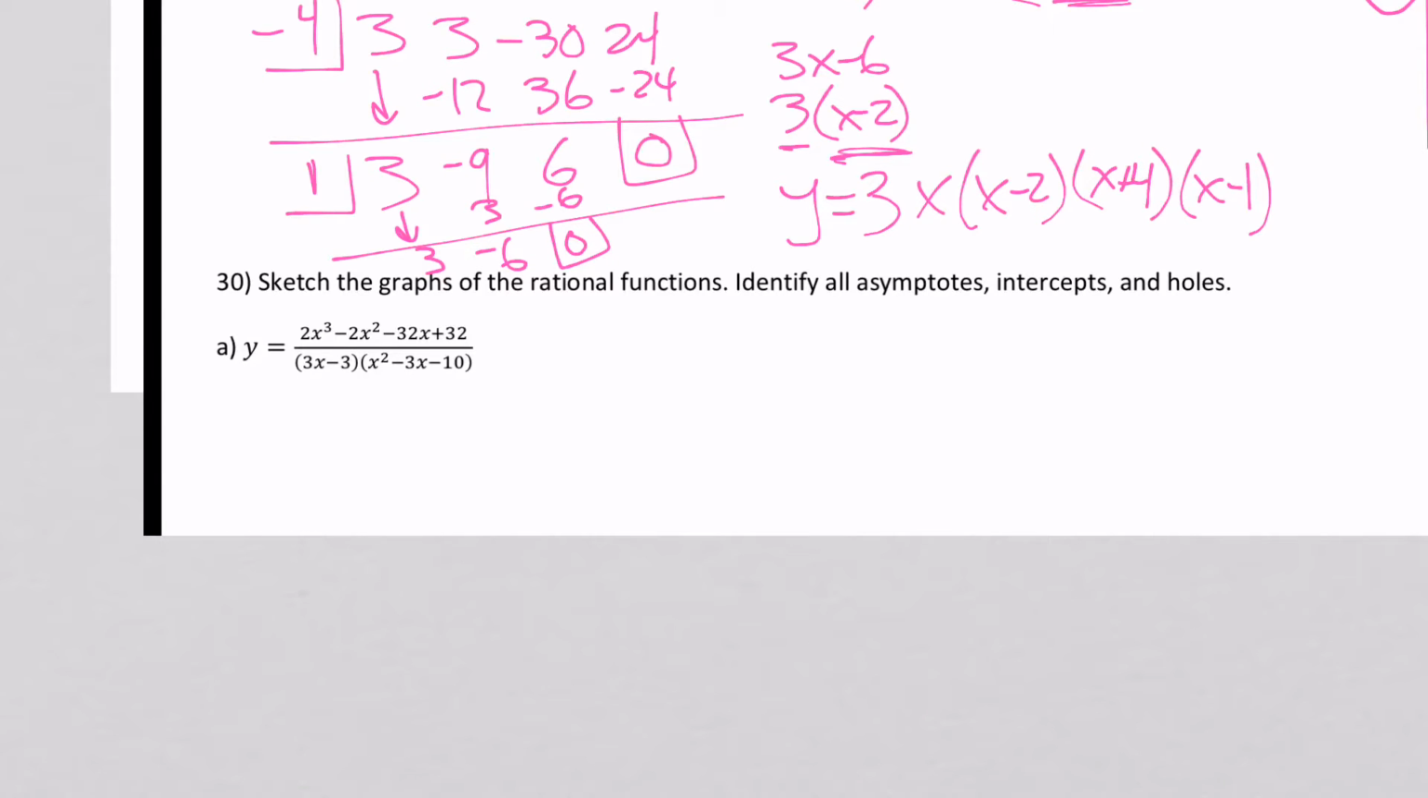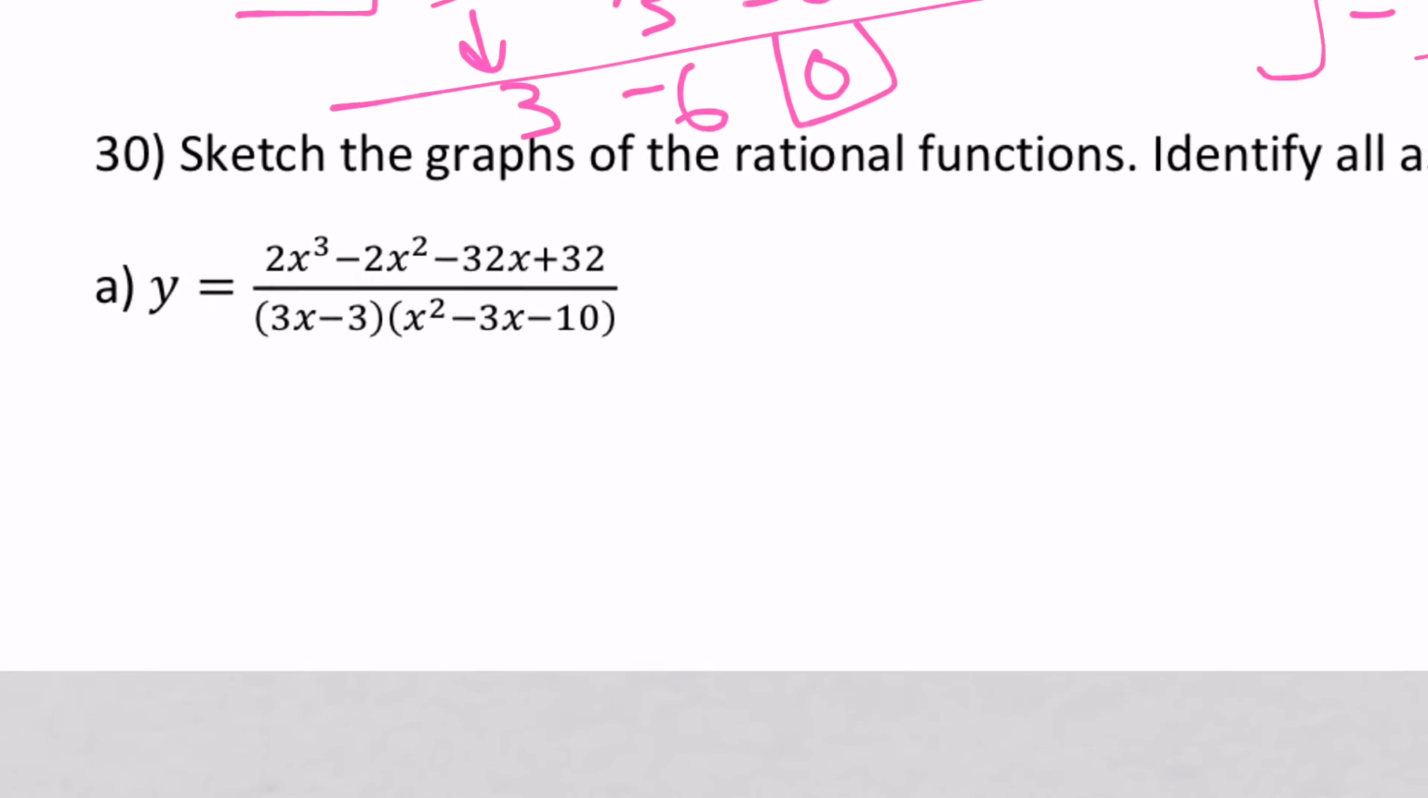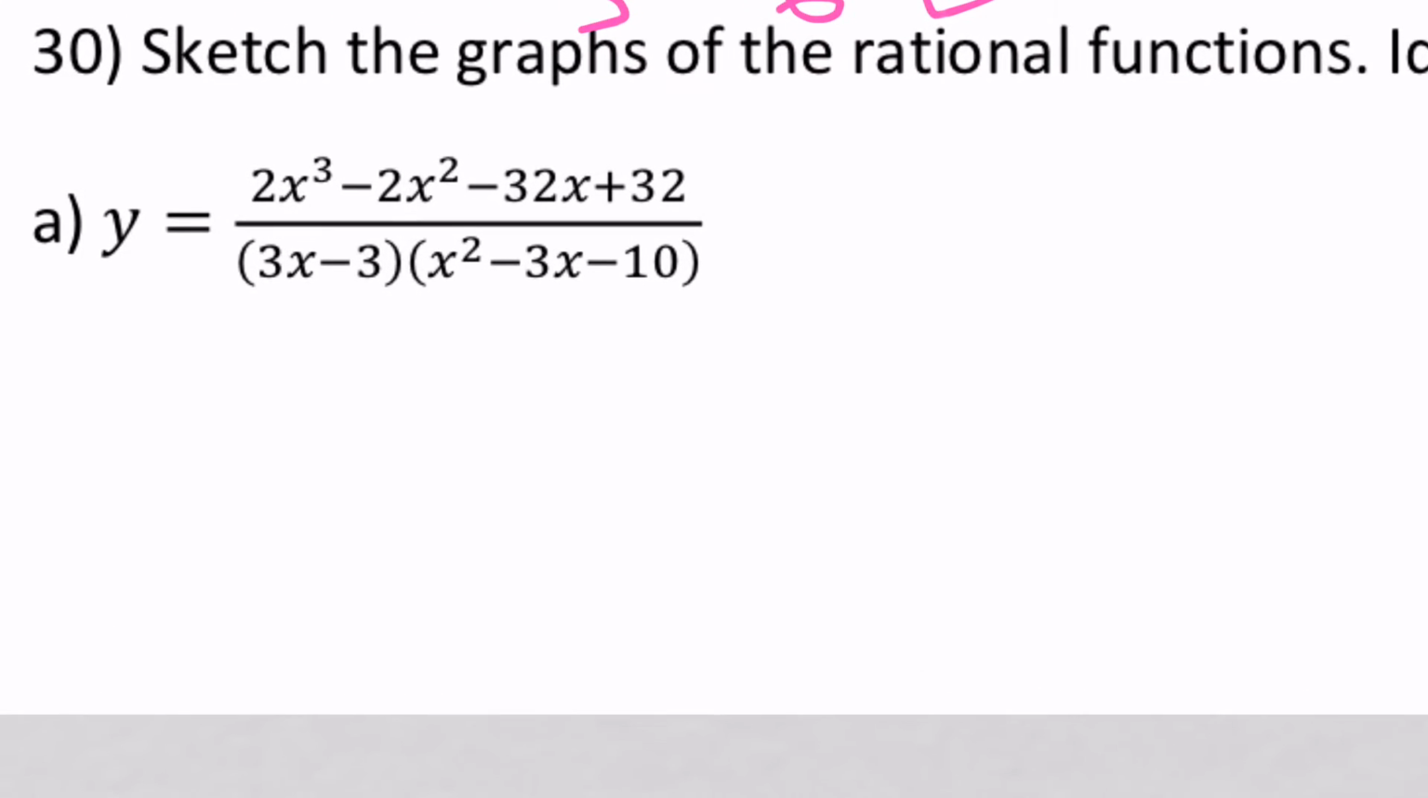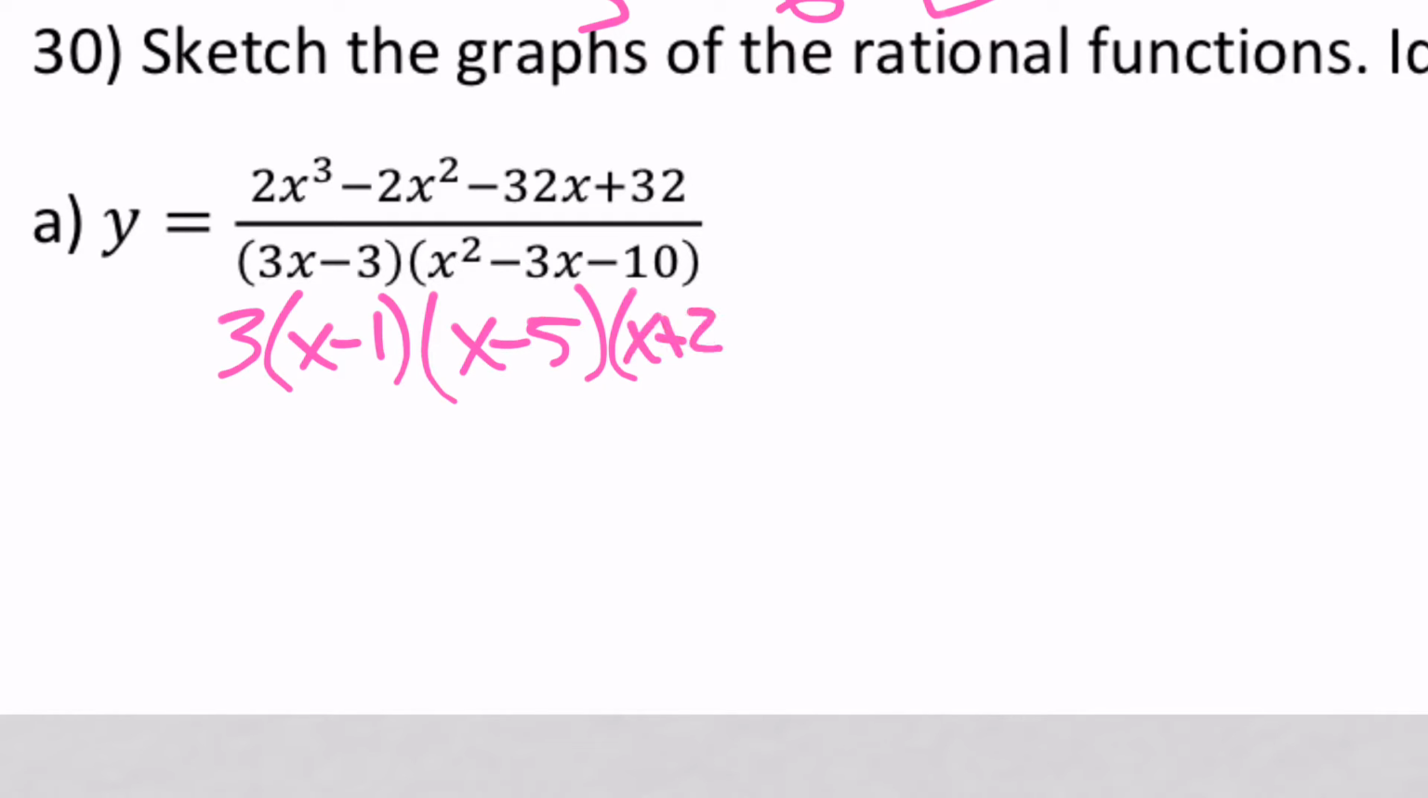Okay, on problem number 30, sketch the graph of the rational function. Identify all asymptotes, intercepts, and holes. So we need to factor this in order to be able to sketch its graph. That denominator there, let's factor out the 3. We'll get an x minus 1. Let's factor that quadratic. X squared minus 3x minus 10 means x minus 5 and an x plus 2.